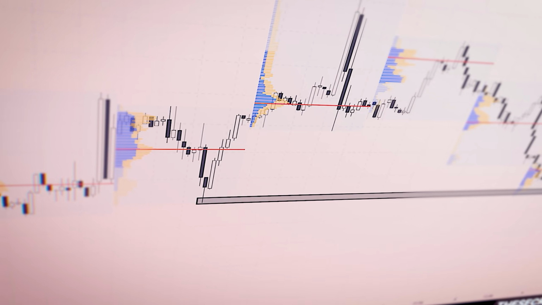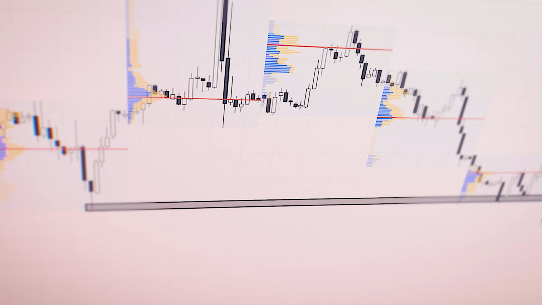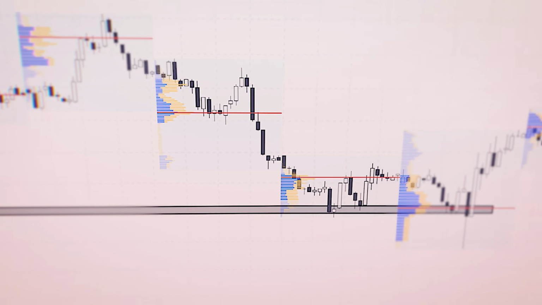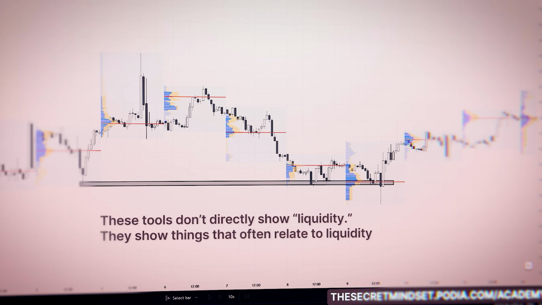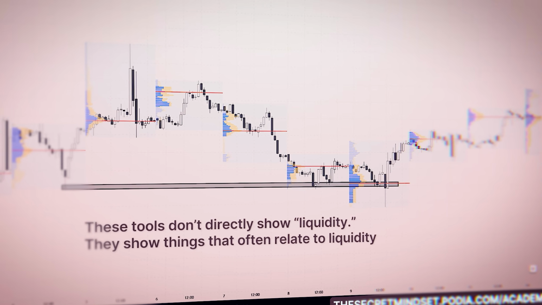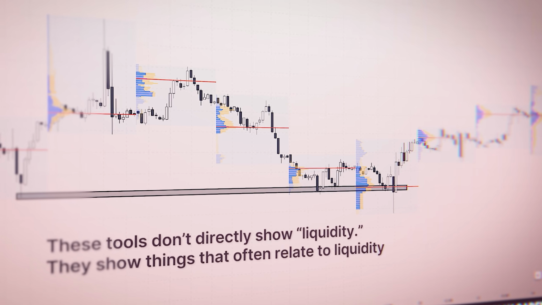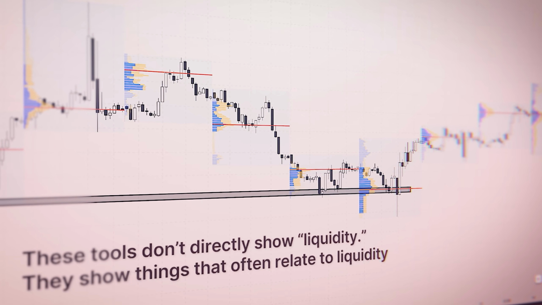It's best to use a mix of tools and combine them with market structure and price action. Also, these tools don't directly show liquidity. They show things that often relate to liquidity. You still need to interpret what they're telling you.